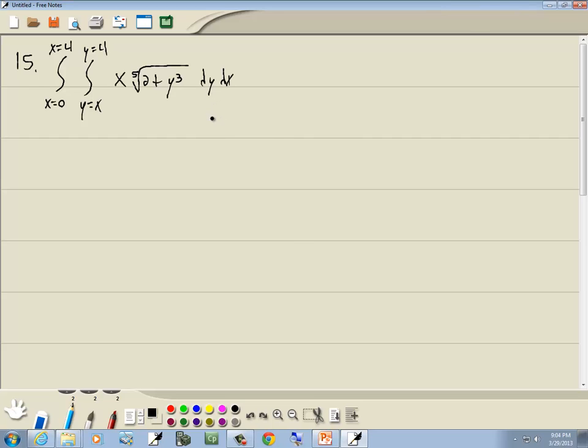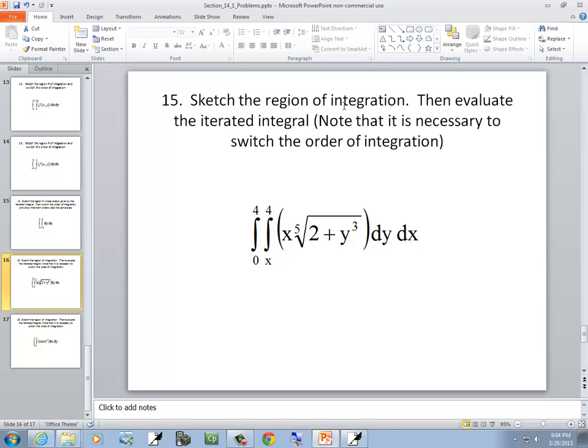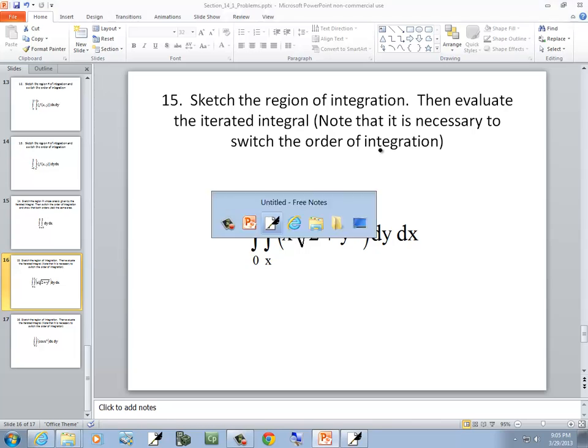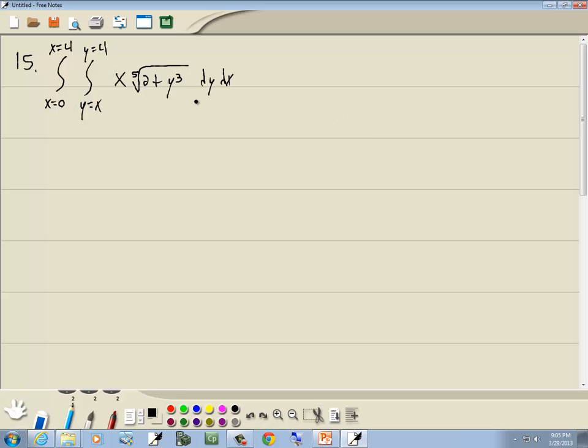Now they give you a hint on this. It says sketch the region of integration, then evaluate the iterated integral. Note that it's necessary to switch the order of integration. If I dive right in with this, and I start integrating with respect to y, well, I could let this equal u, but then my du would be screwed up. It just doesn't work. Well, let's switch the order of integration and see what happens.